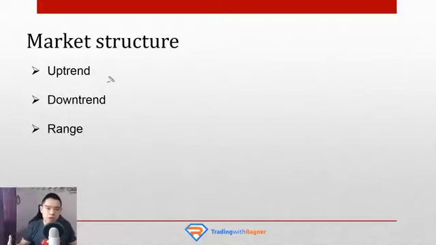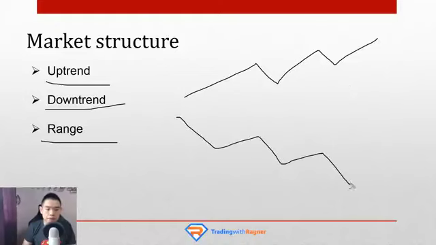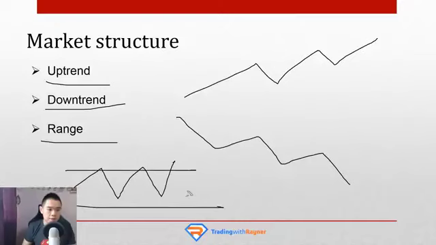Generally, when you trade the markets, it can be broken down into three main categories: an uptrend, a downtrend, or a range. The market in an uptrend looks something like this: higher highs and higher lows. Downtrend is lower highs and lower lows. And range is just something like this, where the highs and lows are pretty much around the same area.